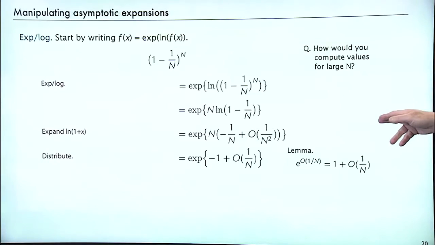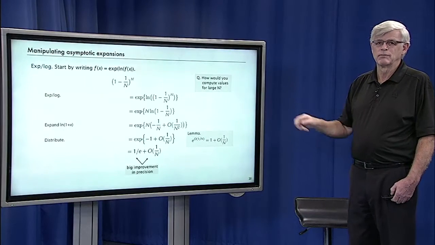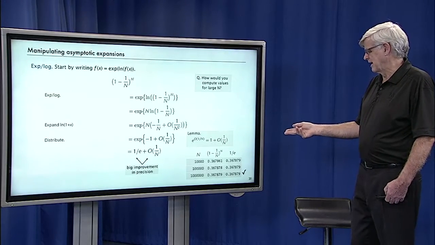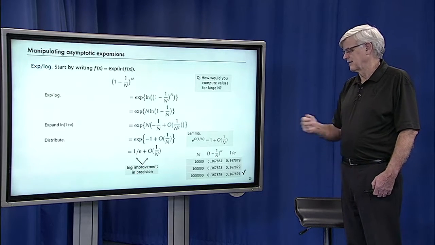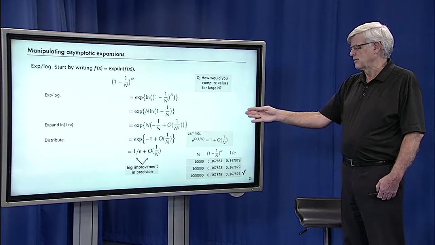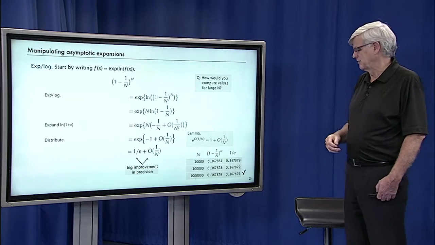And again, e to the O of 1 over n is 1 plus O of 1 over n, so that's 1 over e. It says that that function, (1 minus 1 over n) to the n, is going to be very close to 1 over e. And again, that's the big improvement in precision we always look for. And again, we can check that for n equals 1,000,000. That's accurate to 6 decimal places, because the big O says that the error is going to be out there around the 6th decimal place.